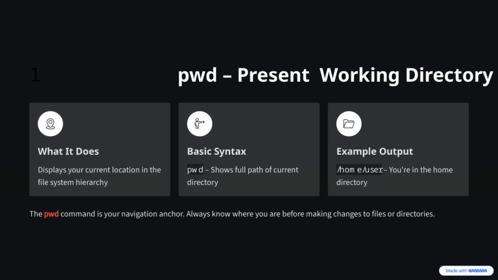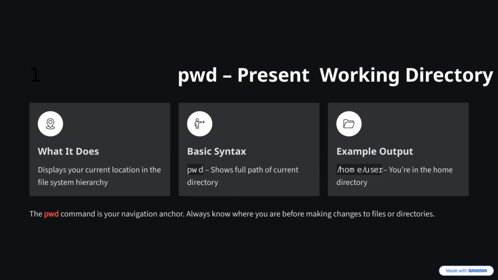The pwd command is your navigation anchor. It's really important to always know where you are in the file system before making any changes to files or directories. For example, if you see user, that means you're currently in the home directory. When you run the pwd command, it shows you the full path of your current location. This helps prevent mistakes, like editing the wrong file or saving something in the wrong place.